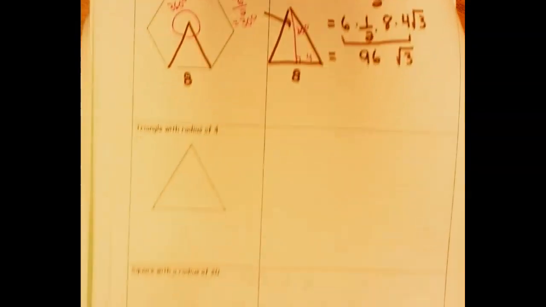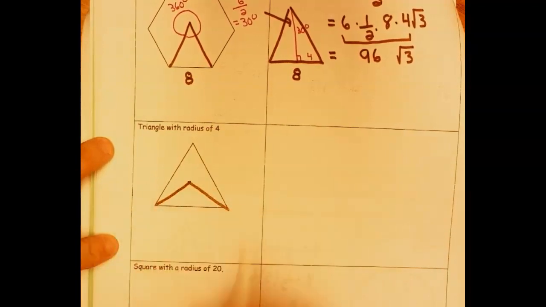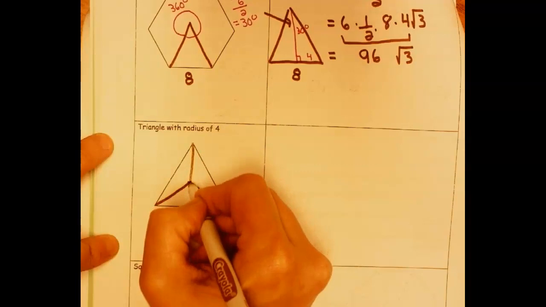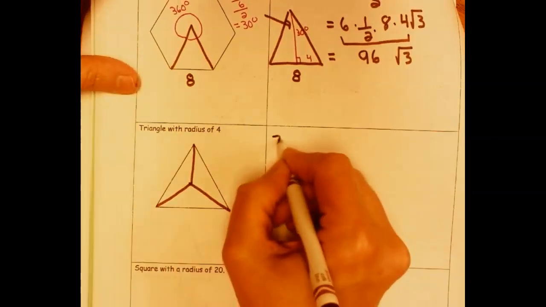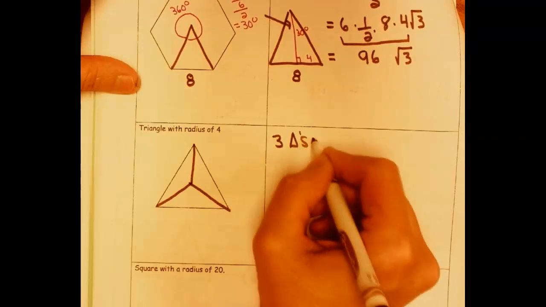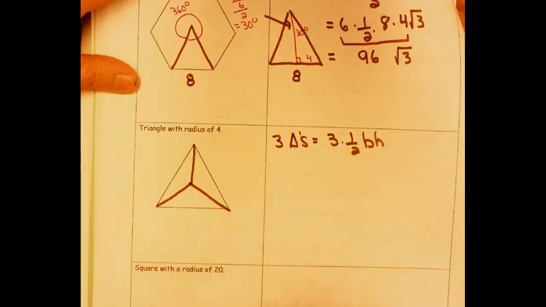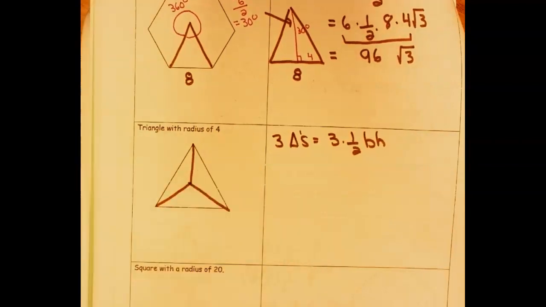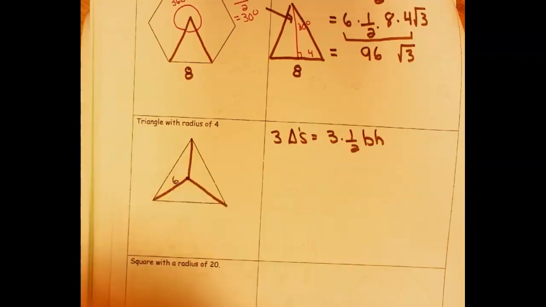All right, let's go on to the next one. And again, what I'm doing is I'm just cutting up that triangle into 3 separate triangles. Yes, you can use 1/2 base times height, but I'm trying to force us to practice this method. I see 3 triangles. That is 3 times 1/2 base times height. I've been given a radius of 6, which means this little piece here is 6.